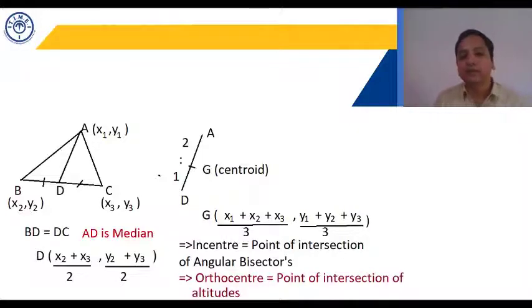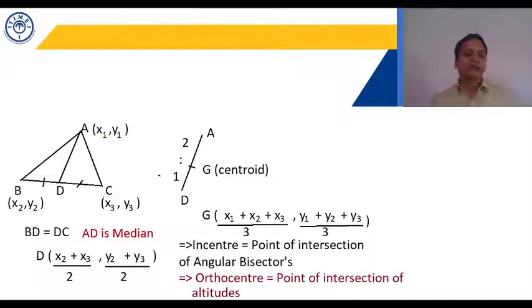In a right angle triangle, suppose ABC is a right angle triangle and angle B is 90 degrees. Then the orthocenter of this triangle is point B, that is the point at which 90 degrees is made. So for any right angle triangle, the orthocenter can be directly found out as the vertex which makes an angle of 90 degrees. Orthocenter is the point of intersection of altitudes. Incenter is the point of intersection of angular bisectors.